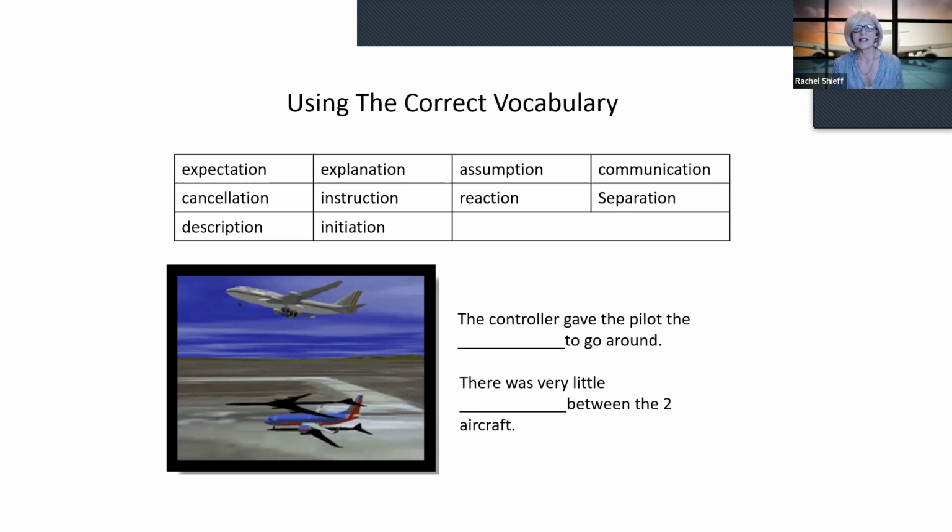And as you can see, it's also giving you a little bit of practice in how to describe an aviation photo, which is a common exercise for several of the ICAO English tests out there. The controller gave the pilot the instruction to go around. There was very little separation between the two aircraft.